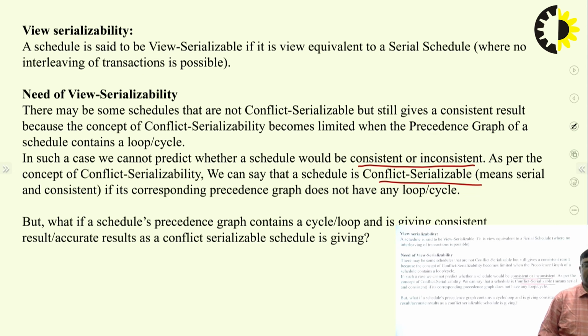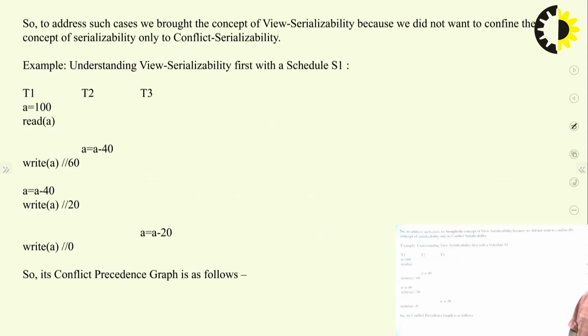For conflict serializability, we always say that when there is no cycle in the precedence graph, then it is conflict serializable. But what if it has a loop? How can we say it will not be in a consistent state? We are not sure about it. So, if a schedule's precedence graph contains a cycle or loop but it still gives a consistent result, this type of transaction comes into the view serializable case.